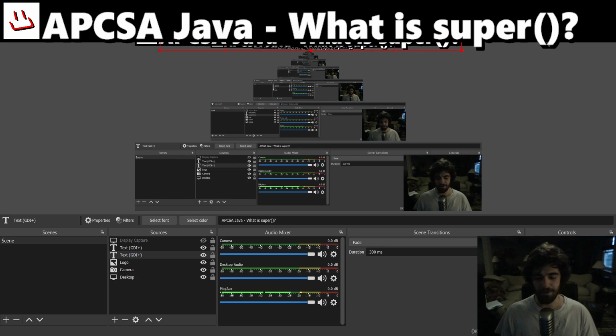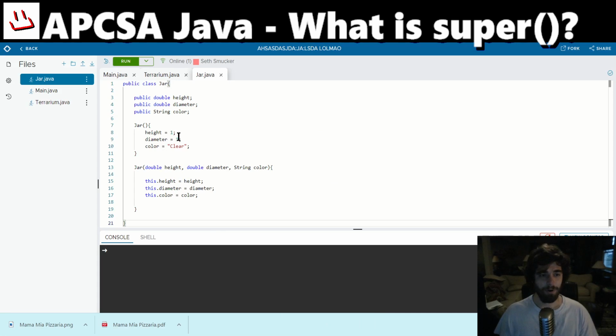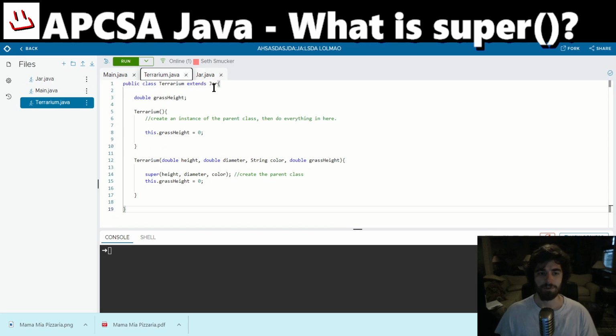Hi, so in this video, I'm going to be talking specifically about what super does. Super is a bit of a weird one, but anytime you see it, it essentially just refers to the parent class. Now, there are two big ways that super is used, and the first one is when you're calling a constructor, like in this terrarium, right?